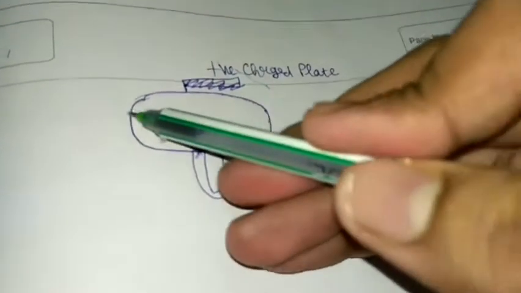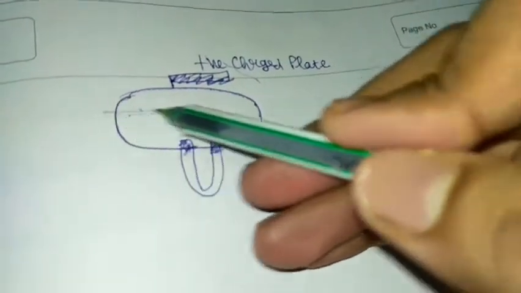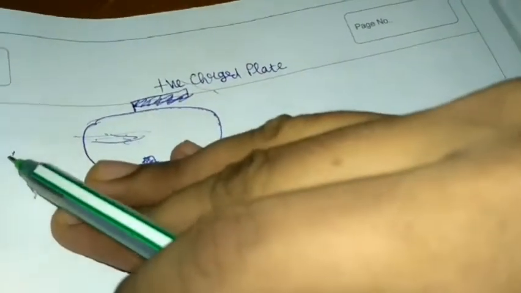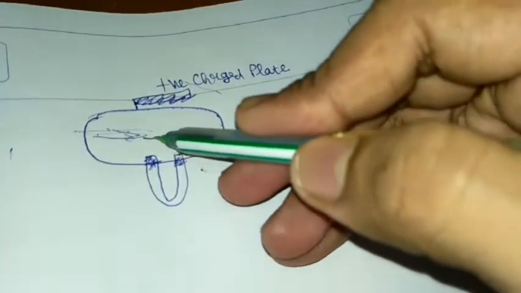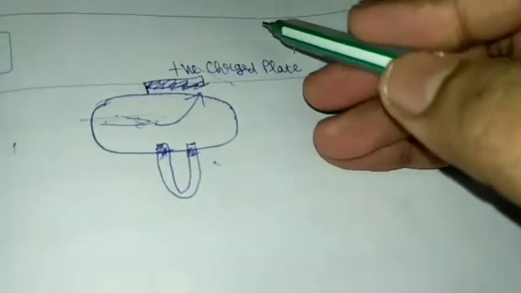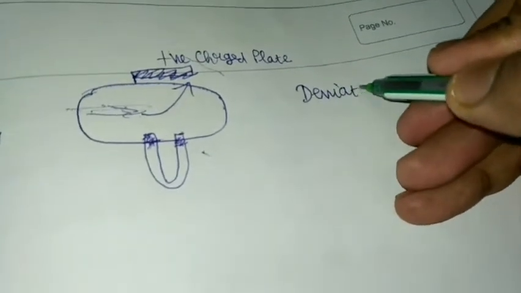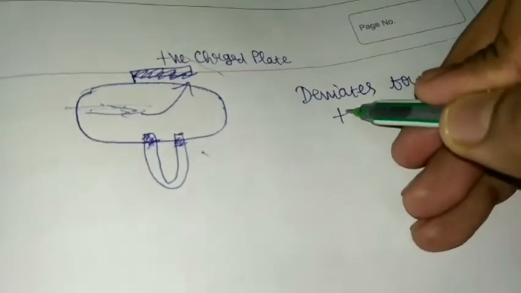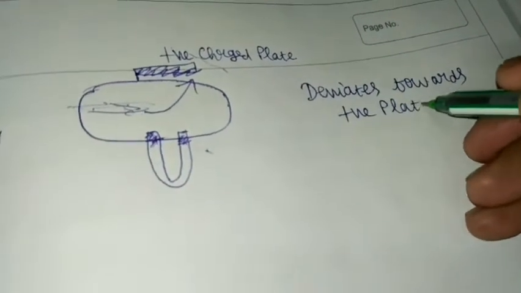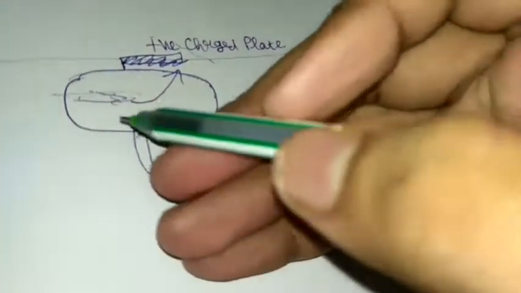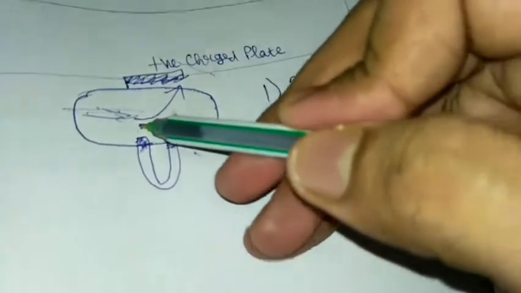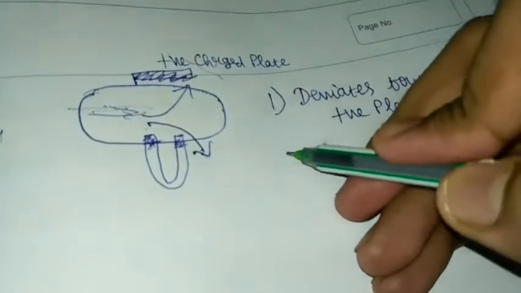So this is the basic idea. What happens when these rays come? In the absence of a magnetic field, with the electric field only, these electrons deviate towards the positively charged plate. Okay, this is the first observation: it deviates towards the positive plate. Also, in the absence of the electric field, it deviates towards the magnetic field.